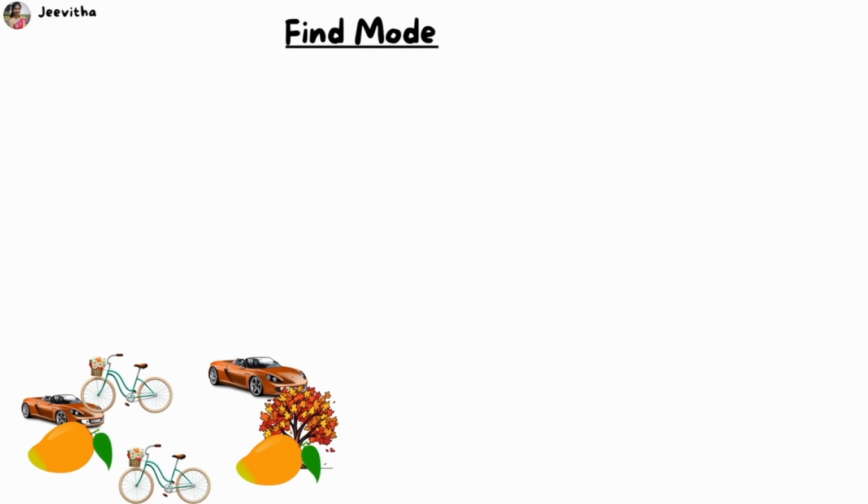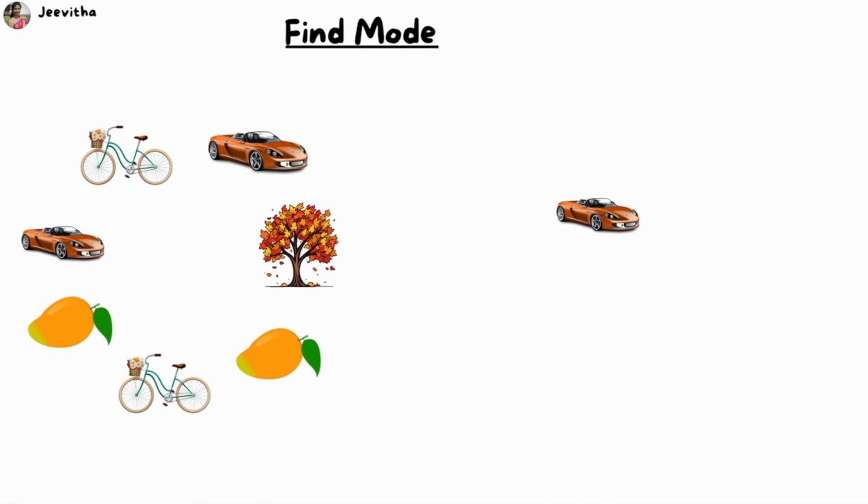The next example. I hope you can see three objects repeated twice. That is, the car is repeated twice, the bicycle is repeated twice, and the mango is repeated twice. So we have three modes and we call this multimodal.